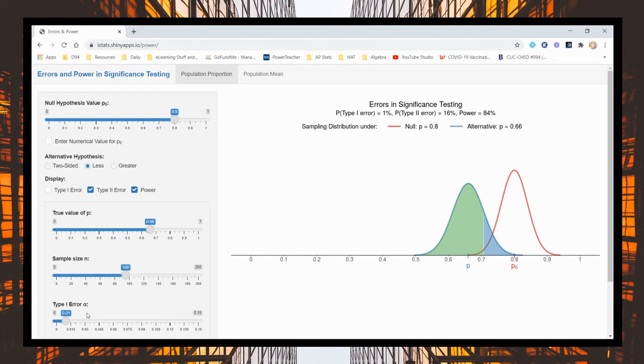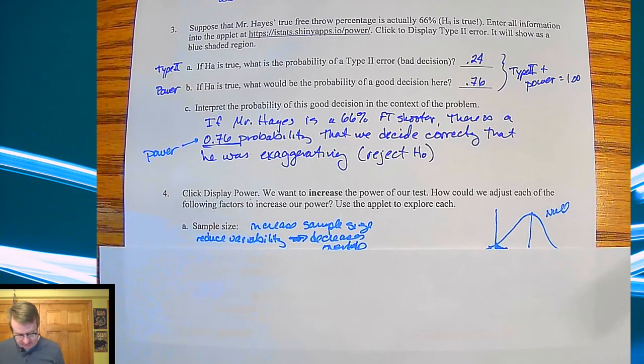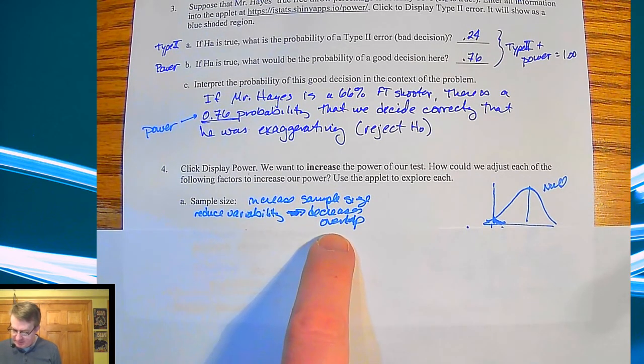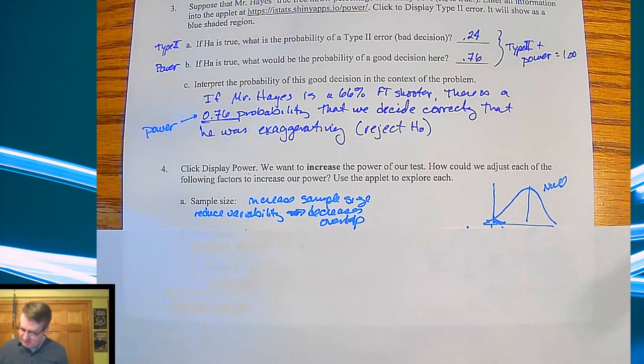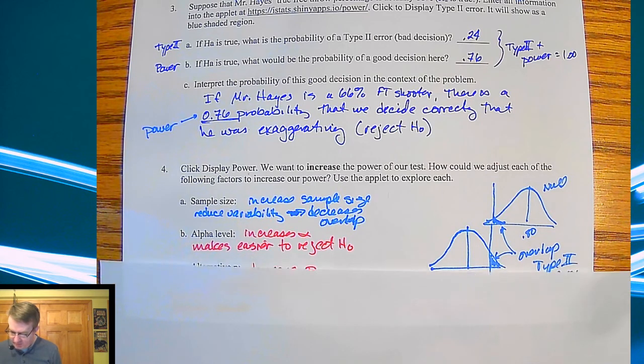Now, how does this impact what the notes are saying? Good question. Glad you asked. So, sample size: we increased the sample size, reduced the variability, decreases the overlap. Okay, the overlap is one of those things. I think I just missed one, didn't I? Alpha level increases, makes it easier to reject the null hypothesis. And last one, alternative P.